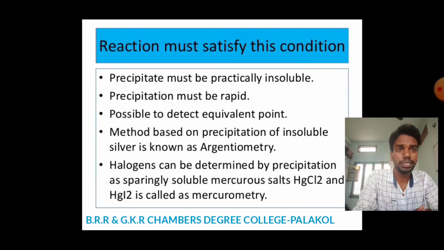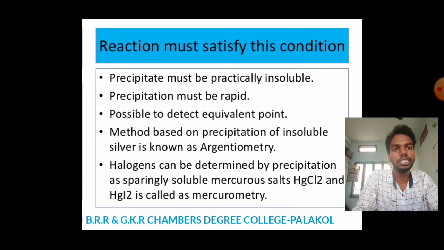So the reaction must satisfy these conditions. The precipitate must be practically insoluble. The precipitate formed in the conical flask should be insoluble, and the precipitation must be rapid, and it must be possible to detect the equivalence point. The color change should be sharp at the end point, that is called the equivalence point.